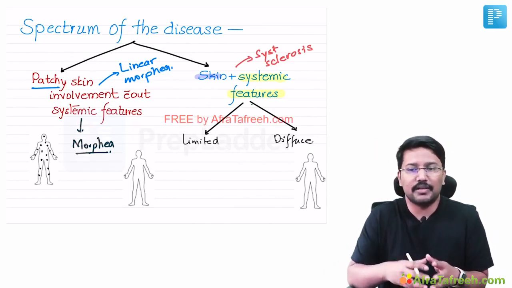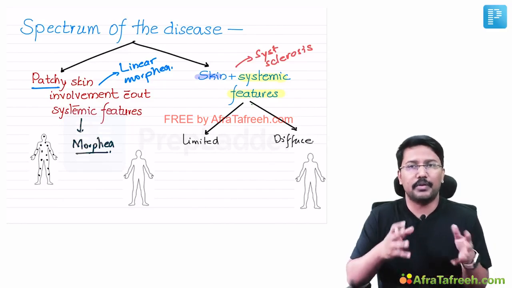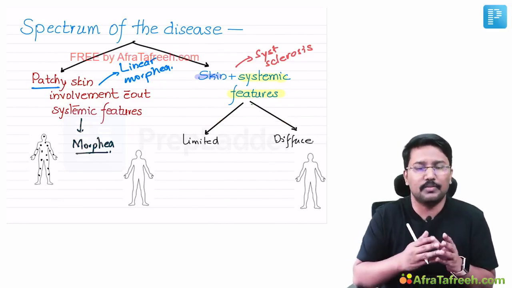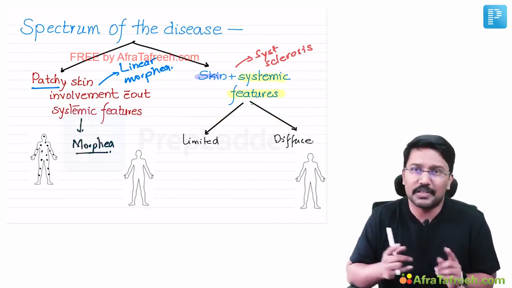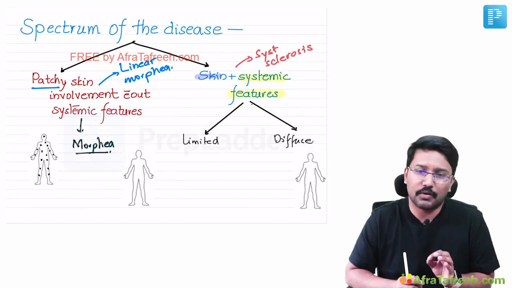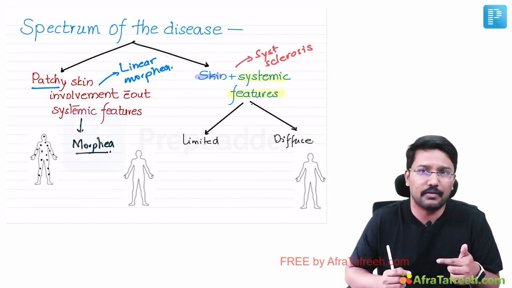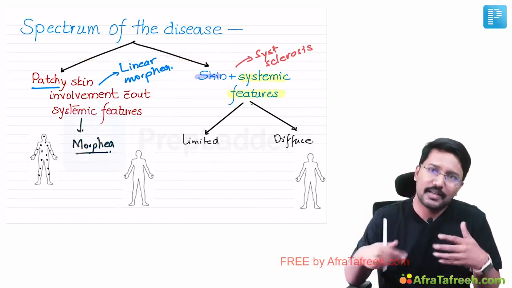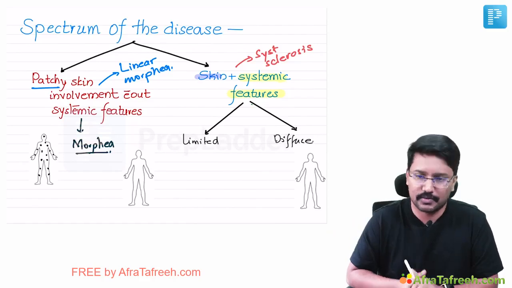Now, when we say limited cutaneous and diffuse cutaneous, there is always a misconception among students that limited cutaneous means it is restricted to skin, and diffuse cutaneous means it is involving other organs, which is false. When it is restricted to skin, we call it morphea. So limited versus diffuse is basically about the extent of skin involvement. Systemic involvement is the norm in systemic sclerosis, right? That is why we call it systemic sclerosis.